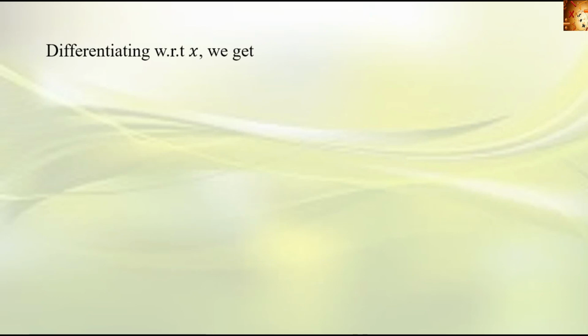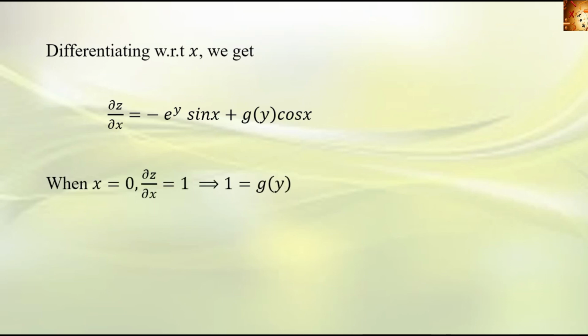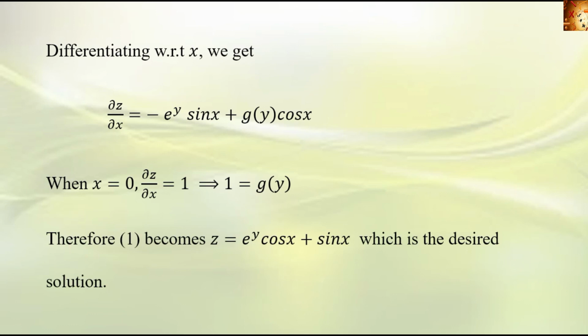Next, find the partial derivative with respect to x, because in the initial condition dou z by dou x is also given. So dou z by dou x equal to minus e raised to y sin x plus g of y cos x. Next, giving the initial condition when x equal to 0, dou z by dou x equal to 1 gives 1 equal to, sin 0 is 0, so g of y equal to 1. Therefore, our equation 1 will be z equal to e raised to y cos x plus sin x, which is the corresponding solution.